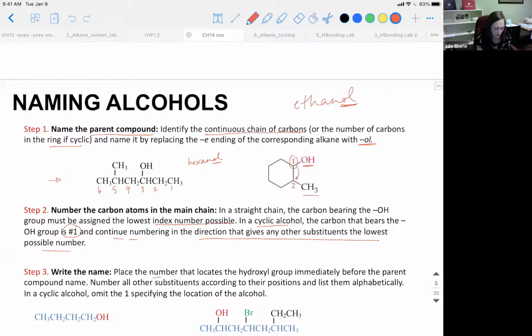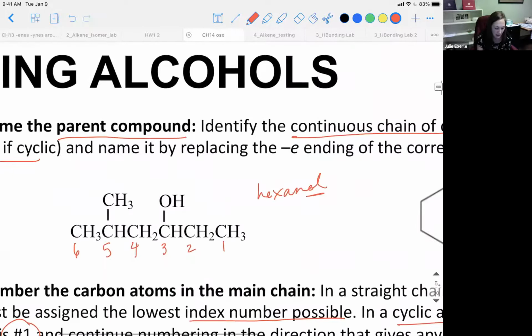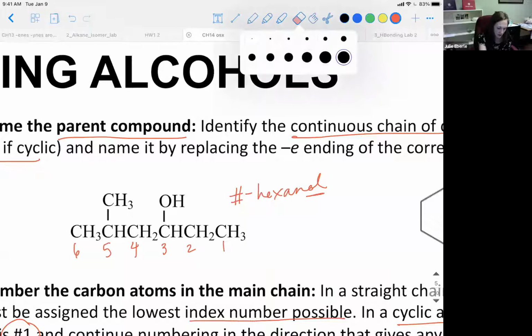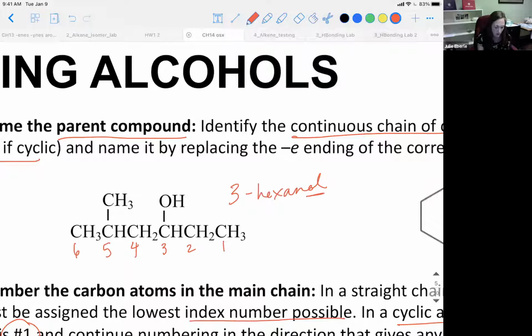Lastly, write the name. Place the number that locates the hydroxyl group immediately before the parent compound name. What does that mean? Let's go back up to this example. I know it's a hexanol. I've got to put a number right here that tells me where on that hexanol the OH group is branched off. So what number should I put? Robin says 3. I agree. So it's 3-hexanol.